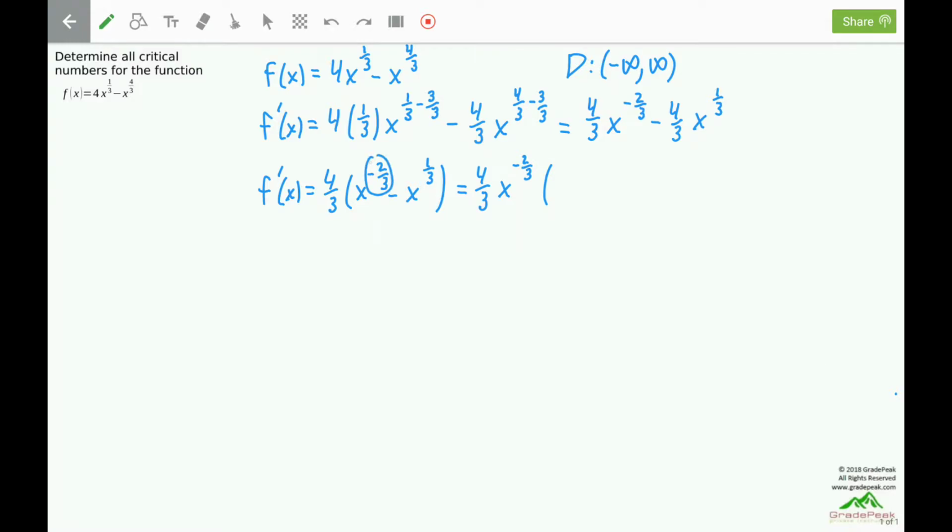The first power, a negative 2/3, if we add 2/3 to that, that'll become x to the 0, which is just a 1. So that'll leave a 1 behind. That's not a surprise because it was x to the negative 2/3, and we just factored out x to the negative 2/3, which leaves a 1. For the second term, x to the positive 1/3, we will be subtracting a negative 2/3, adding 2/3 to it. 1/3 plus 2/3 is 3/3, which is x to the first power.